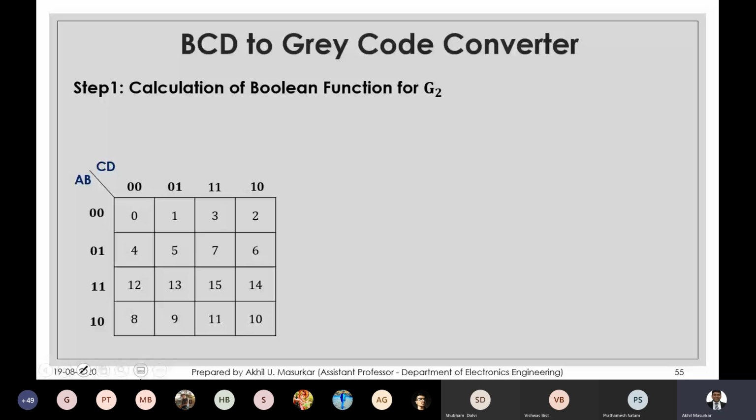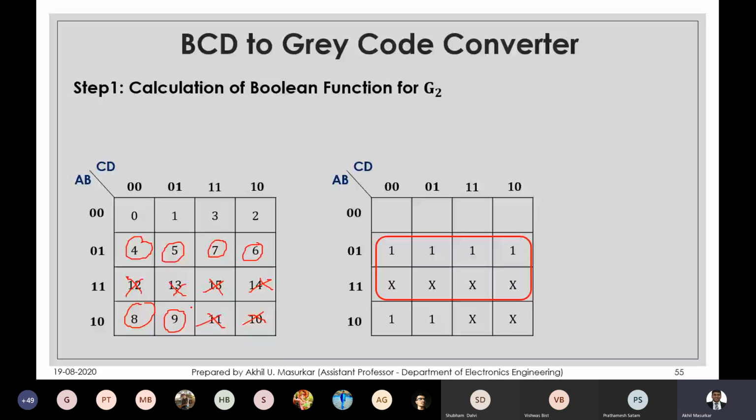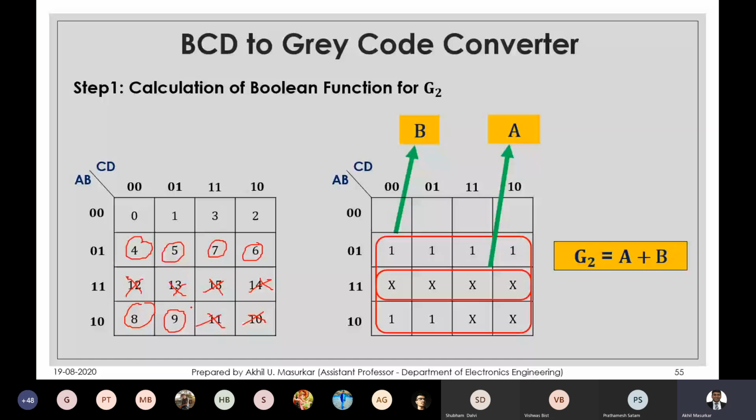So where will we write the don't cares? 10, 11, 12, 13, 14 and 15 are not BCD, so we don't care about them. And then 4, 5, 6 and 7 along with 8 and 9. So here you should get two octaves, and one octave will be A and the other octave will be B. So Vishwas has given the right answer. Great, good. So G2 is A plus B.